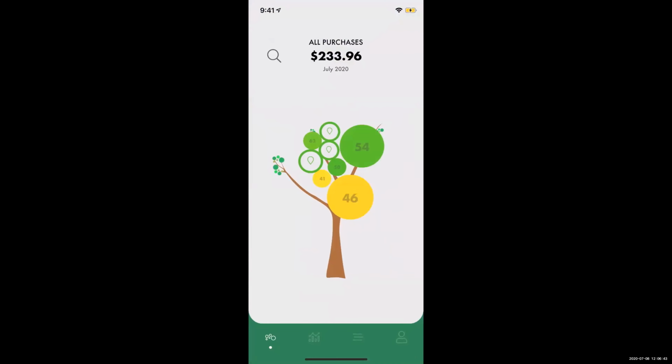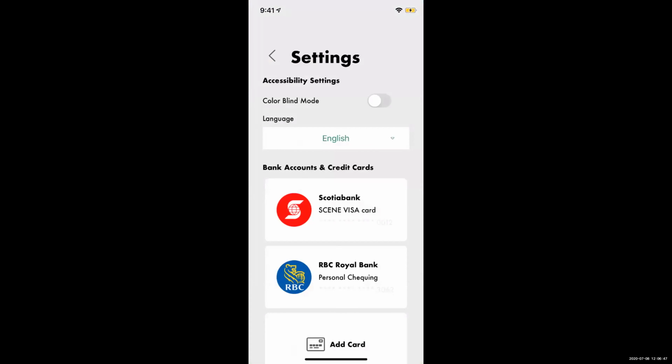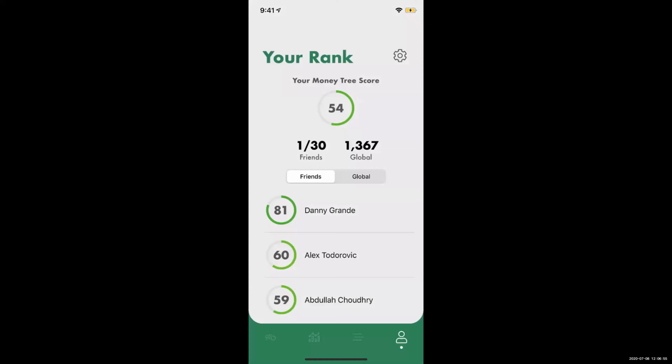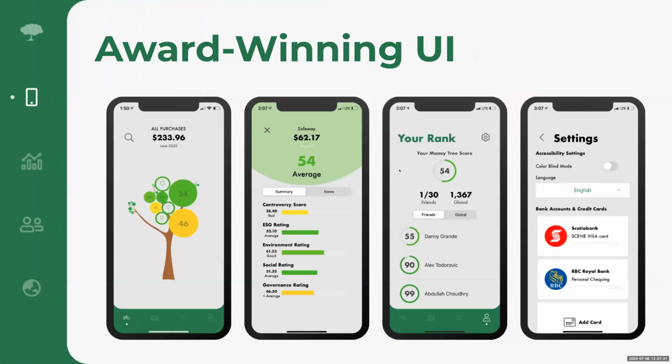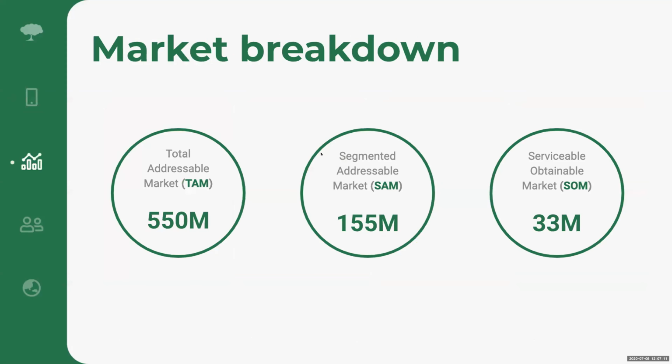In your profile, you can add debit and credit cards from over 2,000 financial institutions, or you can sign up to receive an Arbor card. Abdullah will touch on this later. Now, spend money in support of your values. Encourage business change by speaking with your wallet. Since its inception, Arbor has gone on to win provincial and national competitions in the fintech sector. I'll pass it off to Abdullah to touch on how we plan on bringing Arbor to the world.